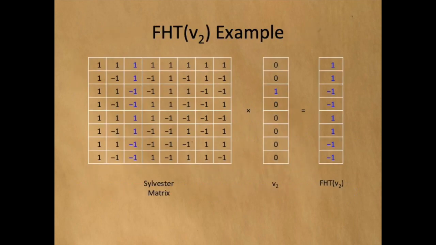This matters because it limits the partial sums in the dynamic programming. Here's an example of Vi where i is 2. Notice that in V2, only bit 2 is set to 1 and all others are set to 0. So V2 will effectively select column 2 from the Sylvester matrix because all other values will be multiplied by zeros, and so the fast Hadamard transform of V2 will equal column 2 from the Sylvester matrix.